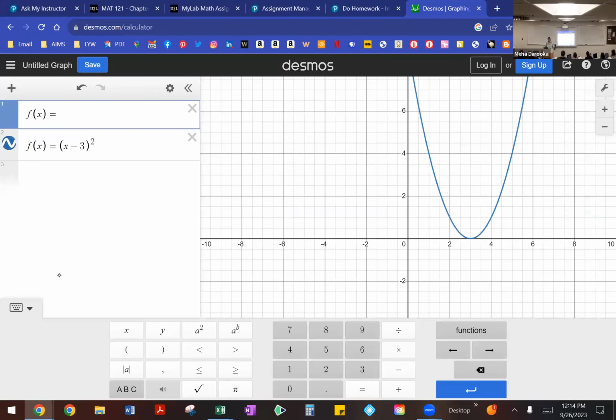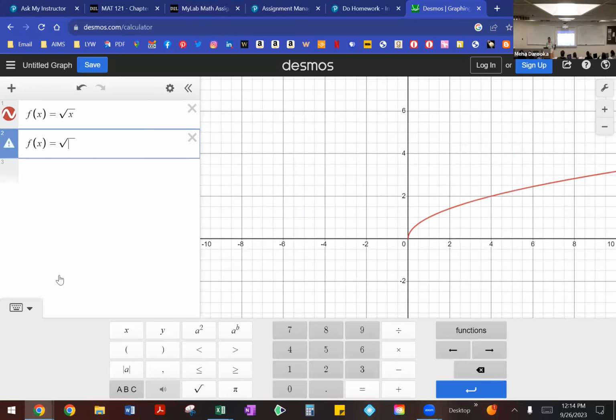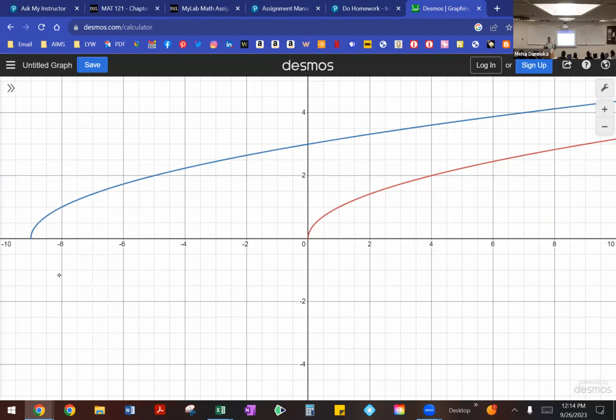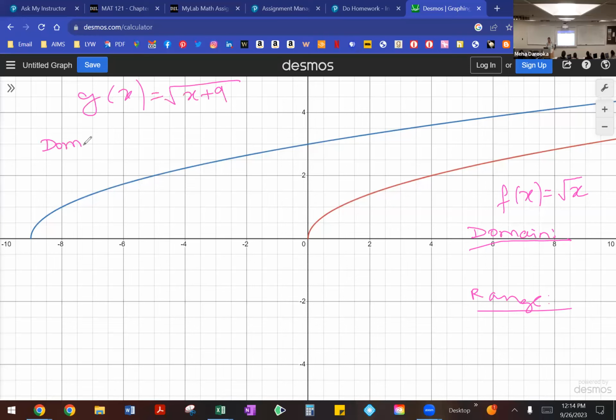So here is going to become square root of x. This will become square root of x plus. All right, so again, for the function f of x equals square root of x, let's talk domain. And this side here is our transformation, square root of x plus 9. And let's talk about this one.